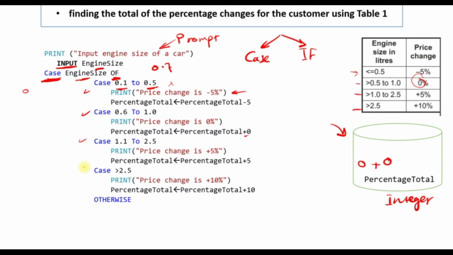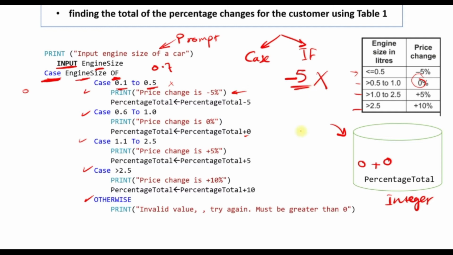And then otherwise, what will happen if the value is none of these values? So we will show an error message, because we are validating the user input, which is one of the requirements also by the pre-release material. It will say invalid value, try again, must be greater than 0. For example, the user inputs -5 as engine size, it cannot be valid that the engine size is a negative value. And then otherwise, print this error message and END CASE.